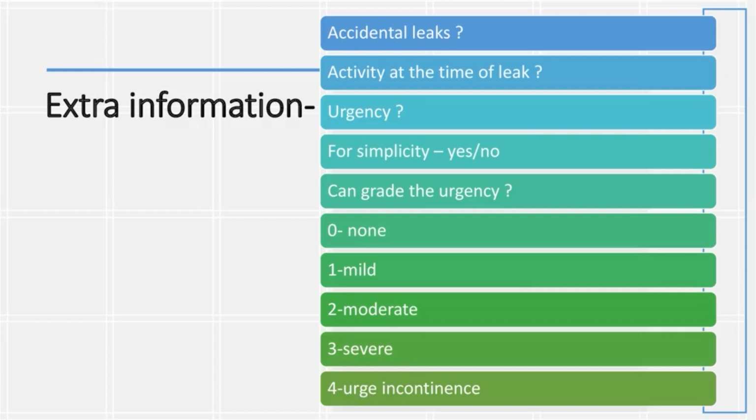There is some extra information that also the bladder diary provides us with, which is the accidental leaks that she has, again the time and the amount. The activity that she was doing at the time of this accidental leak must be mentioned, and also urgency has to be documented. So for simplicity, it could just be a yes or no, whether she felt urgency or not. But if it is an elaborate or sophisticated bladder diary, you could actually grade the urgency as well.